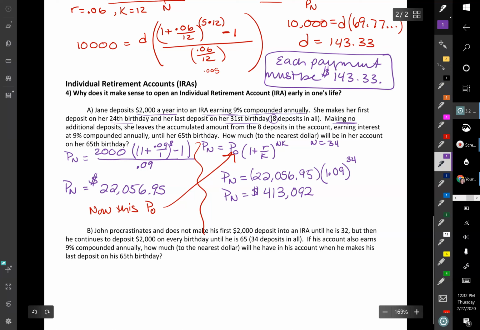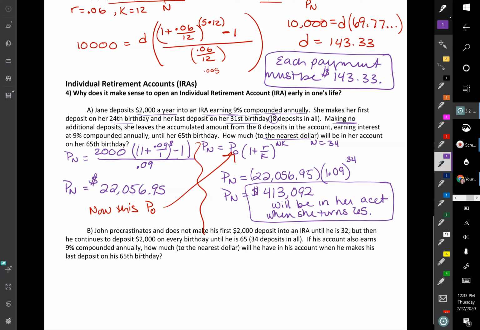$413,092. It says round to the nearest dollar. So that's what she gets when she's 65. So that will be in her account when she turns 65. Okay, so do make sure you answer in a sentence. So that's the final answer. You have to do a step to get there.